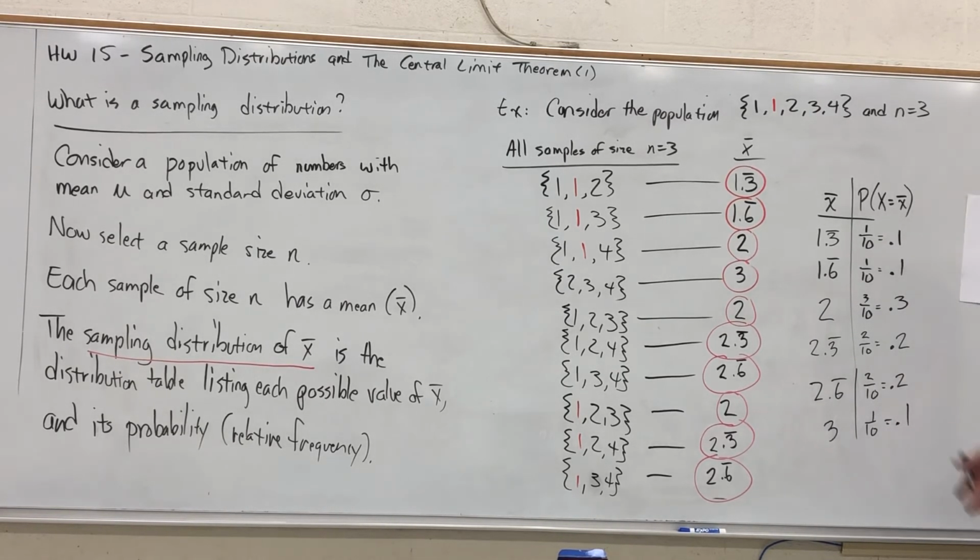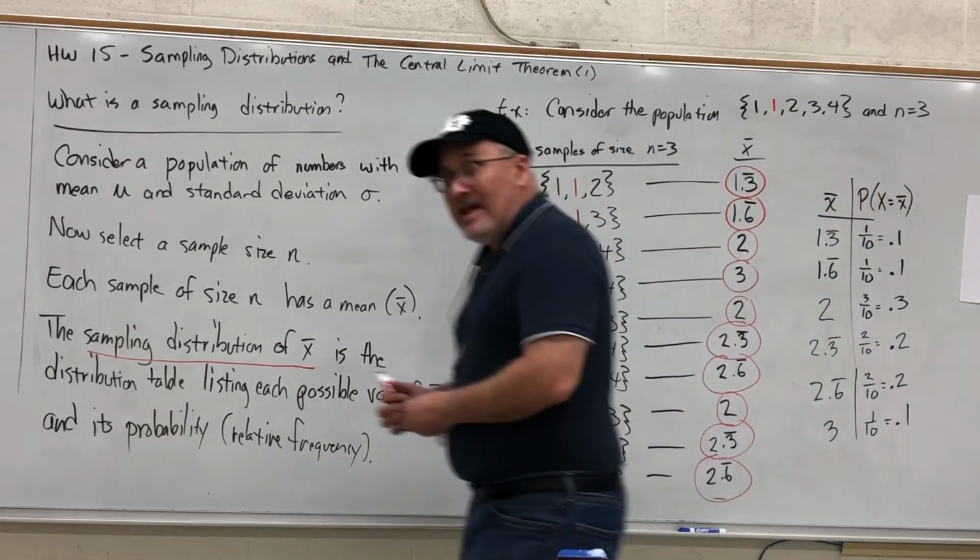So this is what's called a sampling distribution for x bar. It lists every possible sample mean you can get from this population if you pick a sample of size 3, and the probability that you would get that x bar if you picked a random sample. In the next video, we'll talk about whether or not this is normally distributed, and if it is, what does that mean, and how can we capitalize on it.